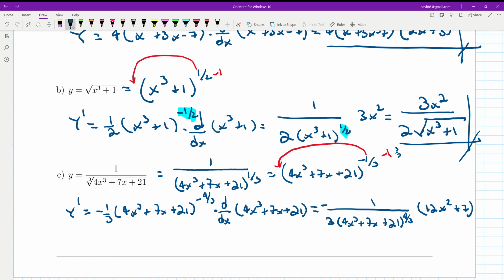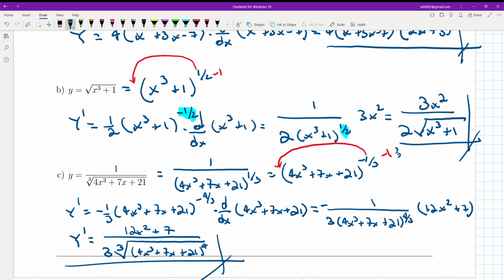So let's rewrite this into one single quotient and change this rational exponent in the denominator into radical form. So 3 times the cube root of 4x cubed plus 7x plus 21 to the 4th power, the whole thing under 12x squared plus 7. And this is the final answer. And these were 3 examples in which we apply the quotient rule.